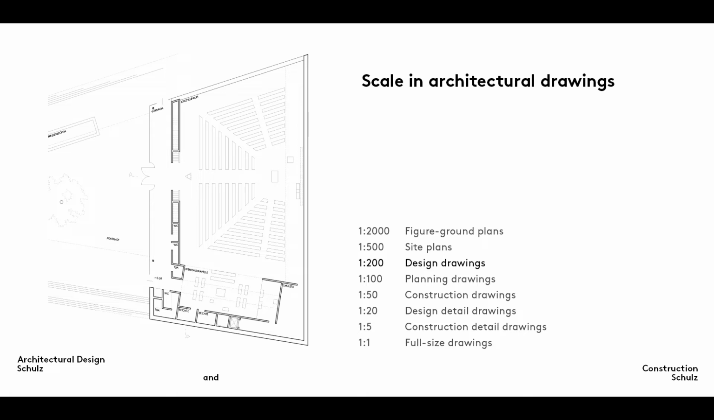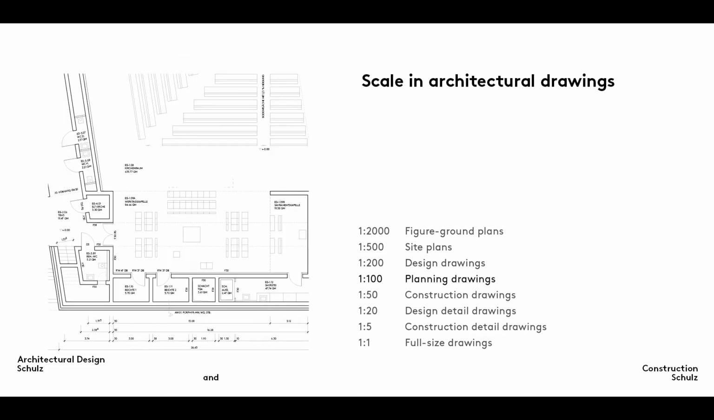They are used to provide a clear and simplified view of what a complex building will actually look like. Planning drawings are prepared to a scale of 1 to 100 to accompany planning applications and other administrative procedures. This is the easiest scale to calculate because in it 1 centimeter corresponds to 1 meter.